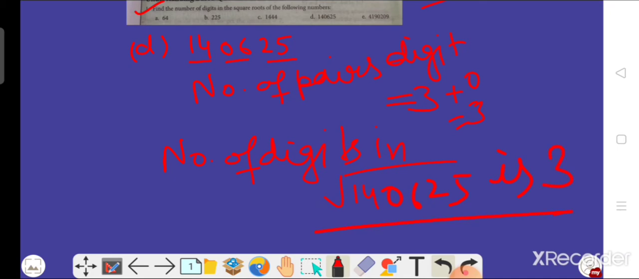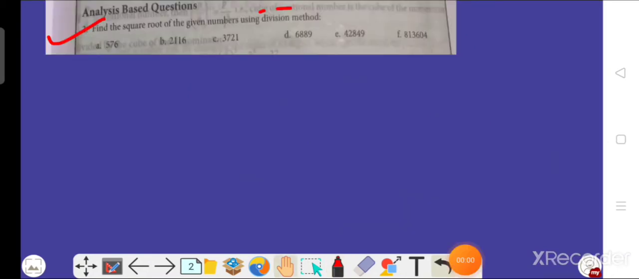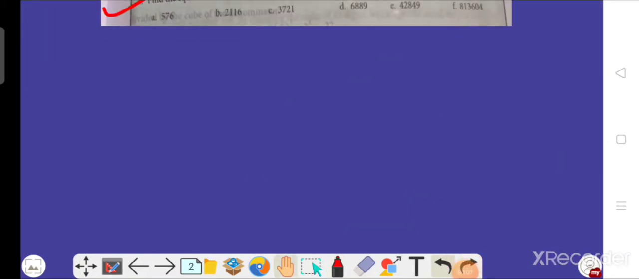So you have to calculate the paired digits and also unpaired digits, and then you have to add them to find the number of digits in the square root of a given number. Okay. So this is the way by which you can solve your question number first. Try to do the remaining part by yourself. Now we will move on to the question number second beta.